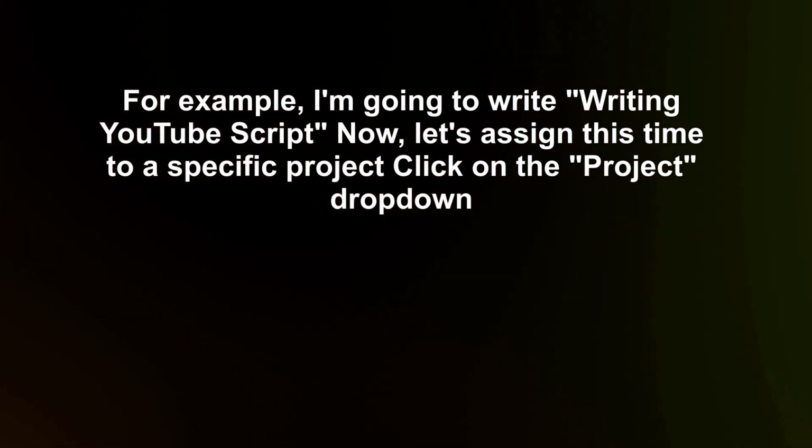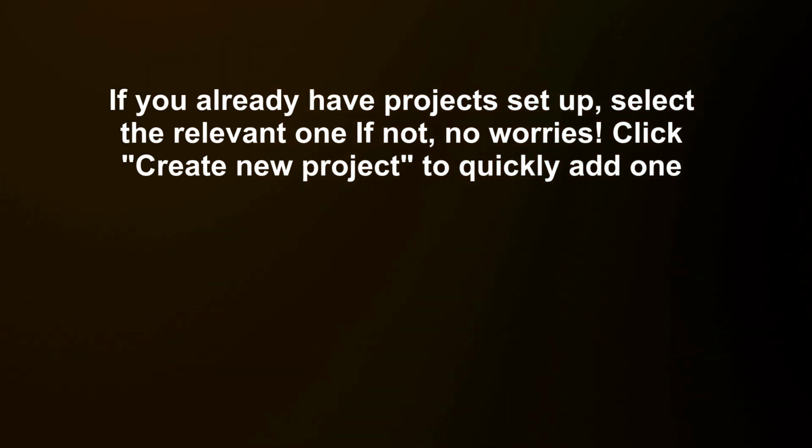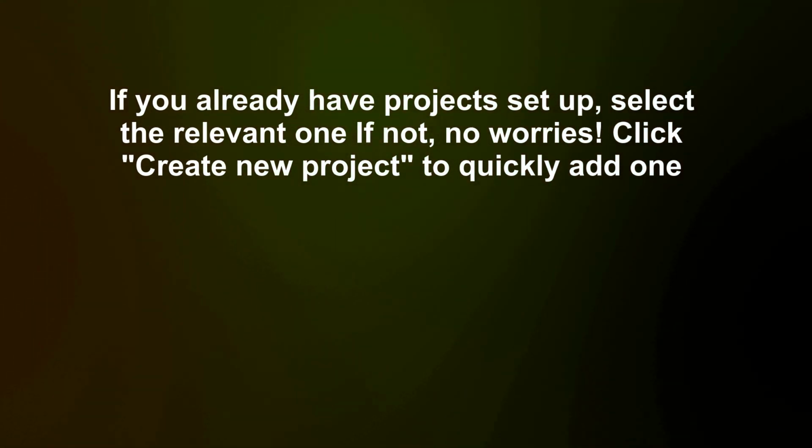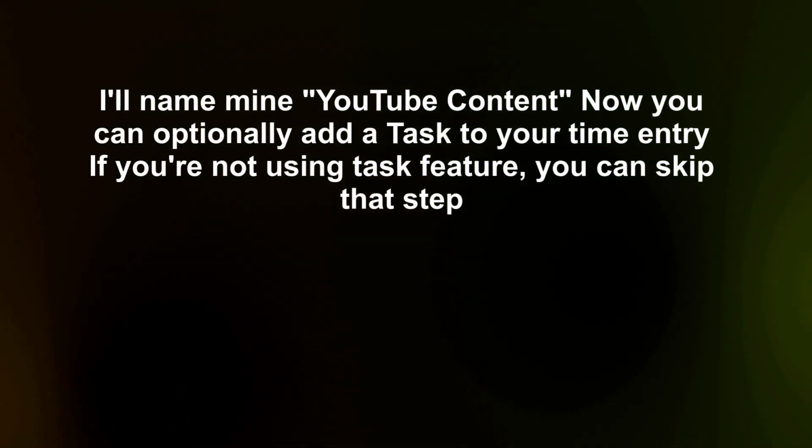Let's assign this time to a specific project. Click on the project dropdown. If you already have projects set up, select the relevant one. If not, no worries. Click Create New Project to quickly add one. I'll name mine YouTube Content.